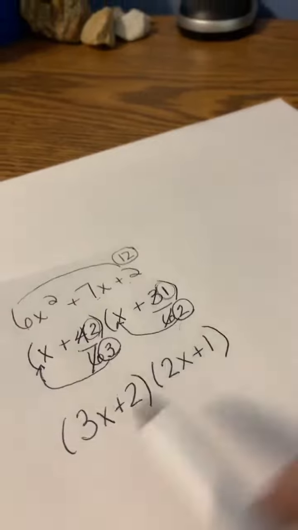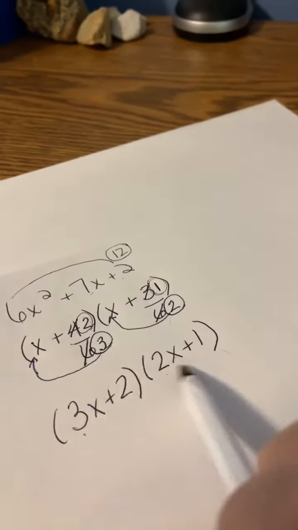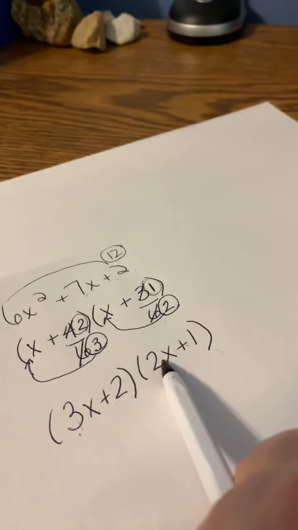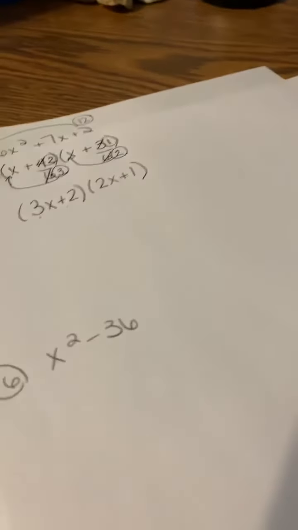So there's my answer. Because when I do 3x times 2x, I get the 6x squared. And when I do the foiling, the 3x times 1 is 3x, and the 2 times 2x is 4x. That gives me the 7x. 2 times 1 is 2. So good check on that one.